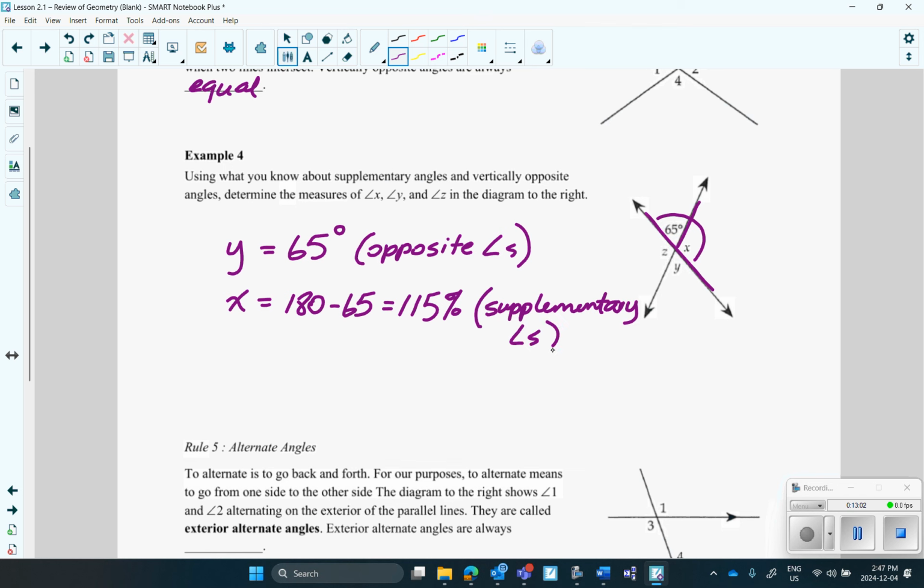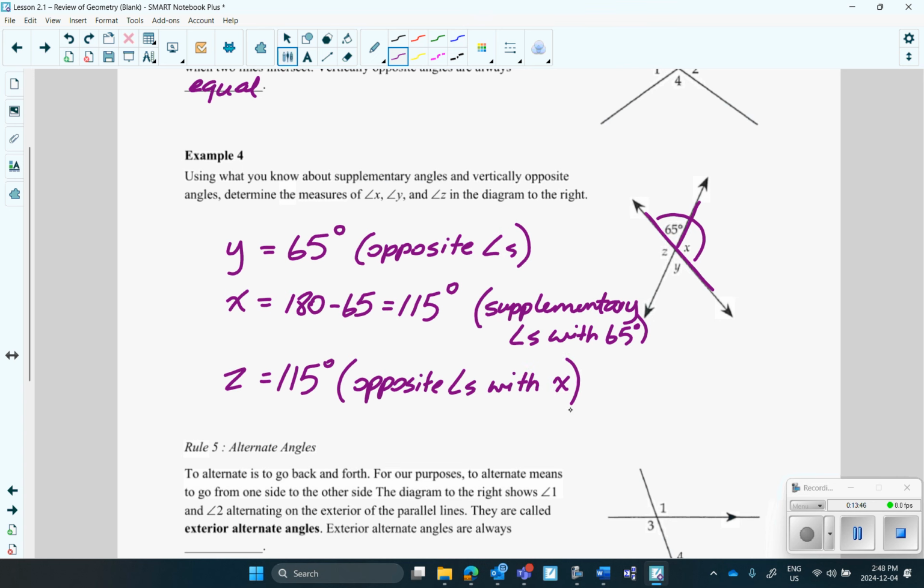Z is also 115. Is that supposed to be a percent? Oh, jeez. No, not at all. I wrote a percent sign instead of a degree sign. And so, sorry, you said Z was? Yeah, because it's the same as X, because, I should say, supplementary angles with 65 degrees. Opposite angles with X. Good. Is that an X? Yes. That's my angle symbol, instead of writing out the word. Okay.